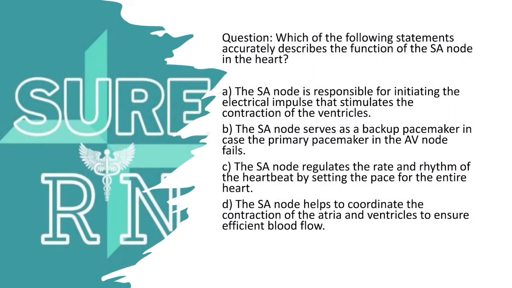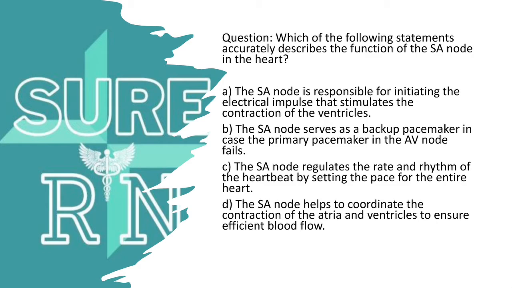So let's go back to the question. Okay, so the question states which of the following accurately describes the function of the SA node of the heart? The answer is, okay, letter C. The SA node regulates the rate and rhythm of the heartbeat by setting the pace for the entire heart. Let's look at the choices. Why are letter A, letter B, and letter D wrong?